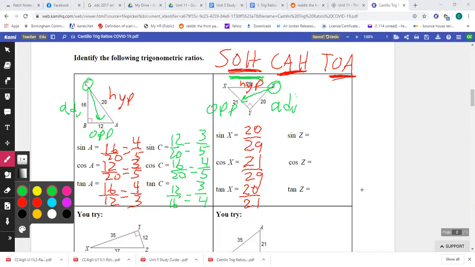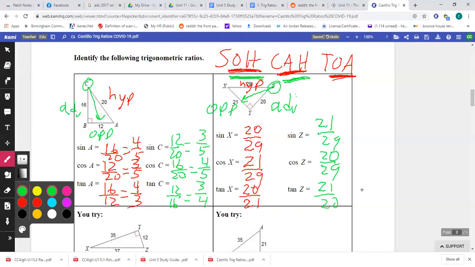So the sine of Z is opposite over hypotenuse. That's 21 over 29. Cosine of Z, once again, the adjacent over hypotenuse in the SOHCAHTOA, that is 20 over 29. And then tangent of Z is opposite over adjacent. This is 21 over 20.